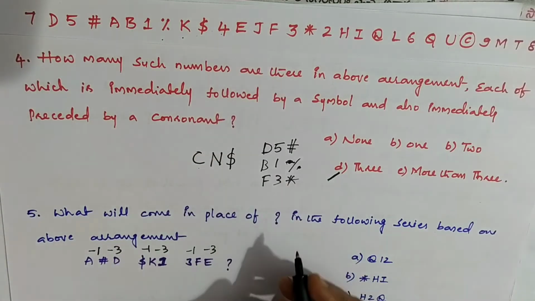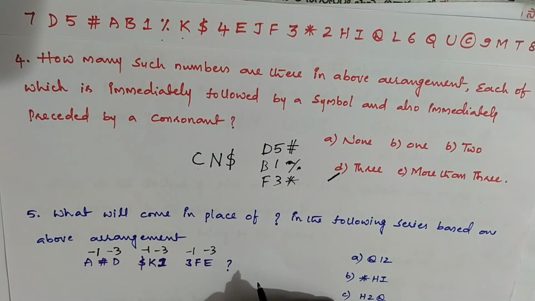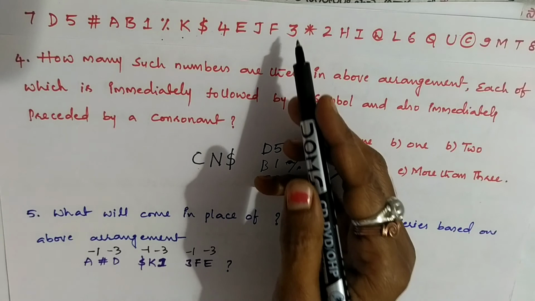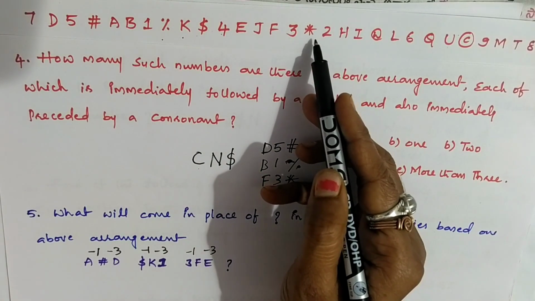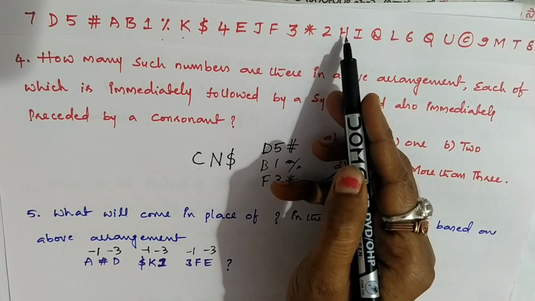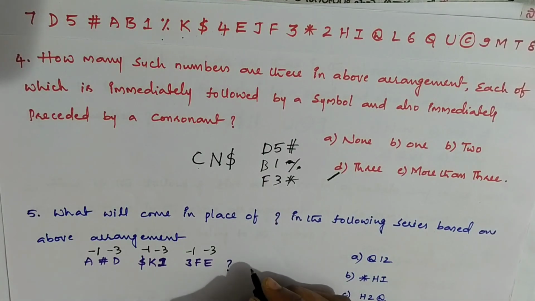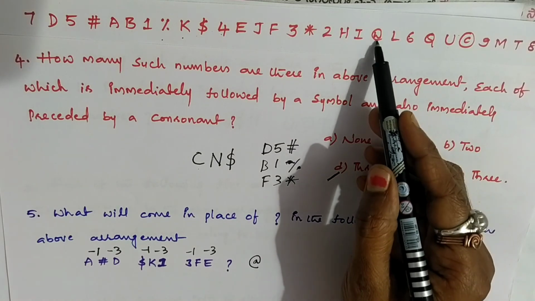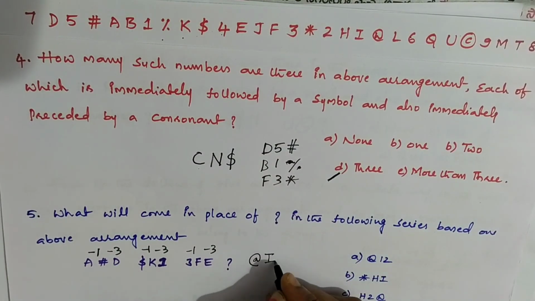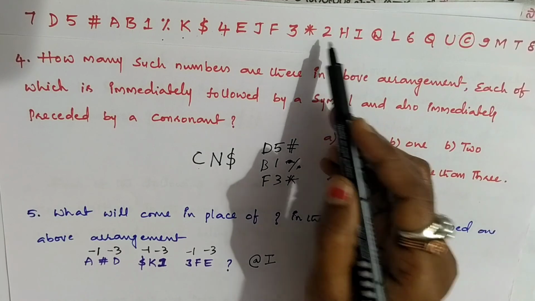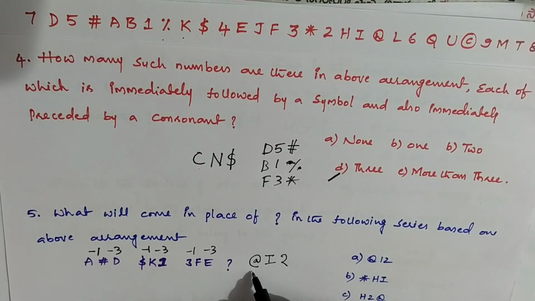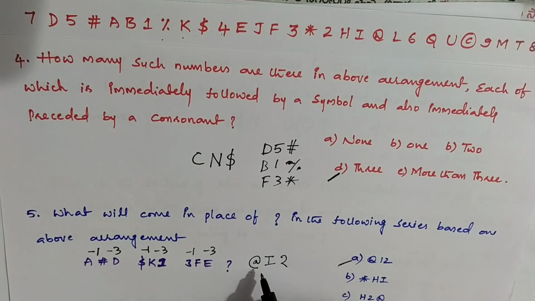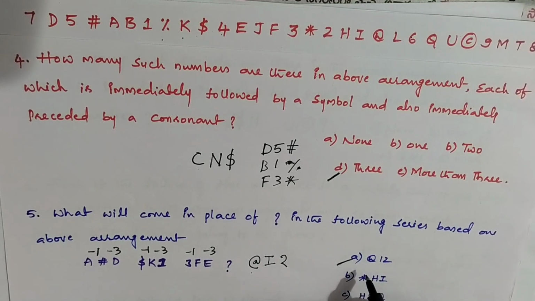We have 4 elements in between. After 3, eliminate 4 elements. 1, 2, 3, 4. Next one is 8. Next minus 1, that is I, and minus 3, that is 2. 8, I, 2. Here we got 8I2 in place of question mark. Okay, A is the right answer.